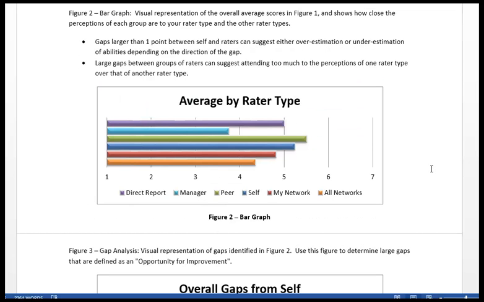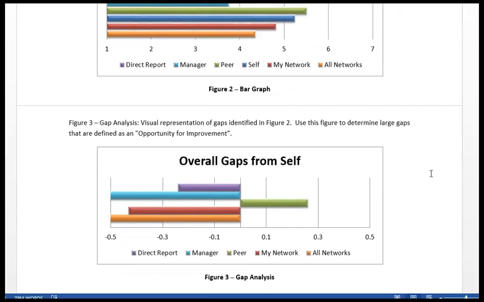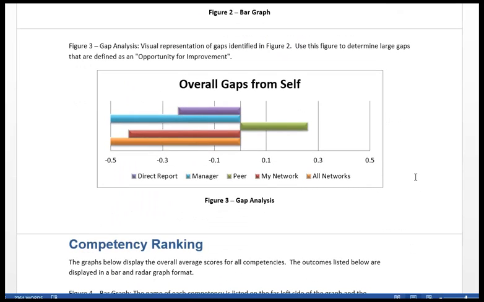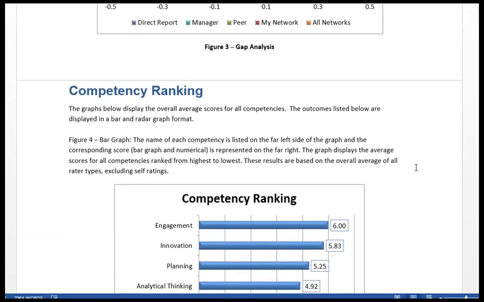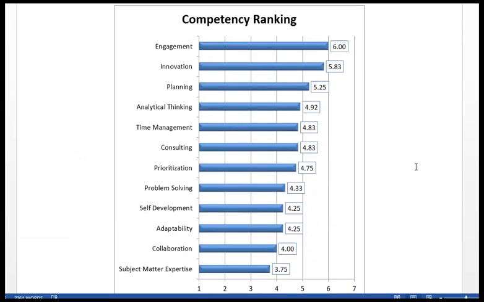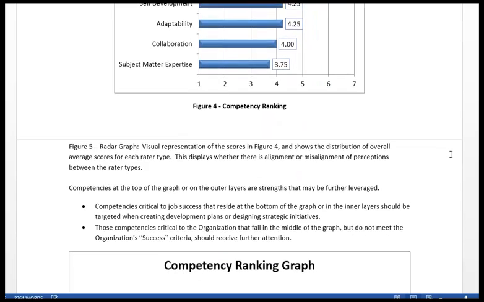The report's extremely robust, with many different graphical representations, so you can see the gaps between your data and how everyone else scored your different competencies. It ranks the competencies top to bottom.